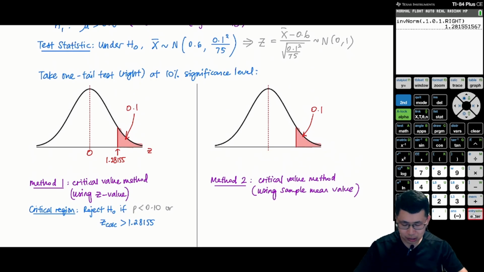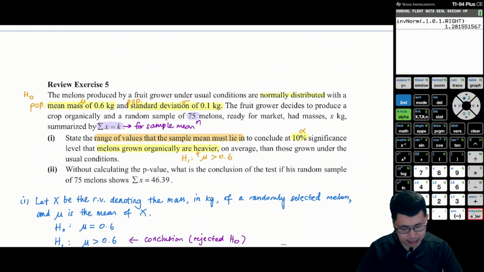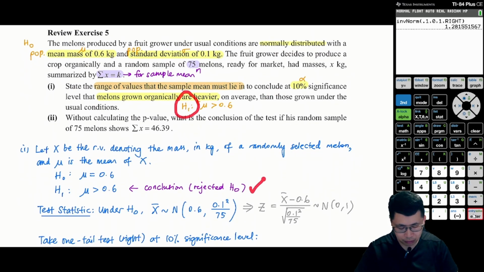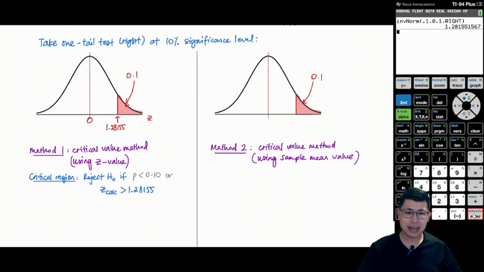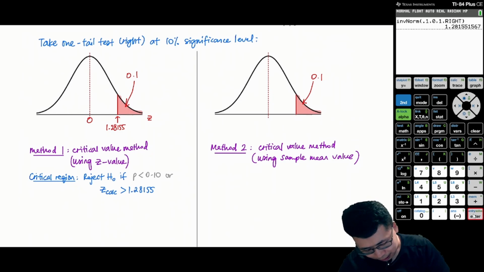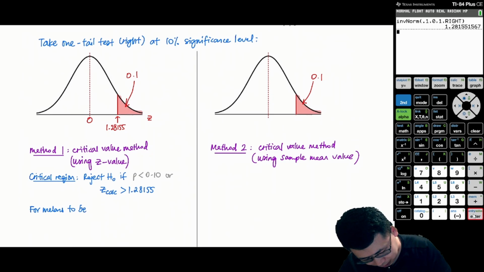Now that we've stated our critical region, let's look again at the conclusion. The conclusion says that it is heavier. To conclude that these are indeed heavier, this means that we are going to agree with the alternate hypothesis and reject our null hypothesis. So over here, what we do is state the conclusion and work backwards from here. The conclusion is that the melons are heavier. So for the melons to be heavier, H naught needs to be rejected.